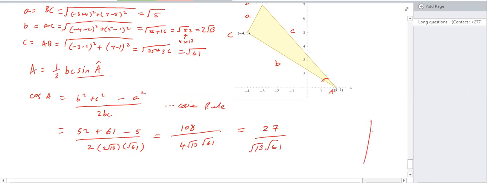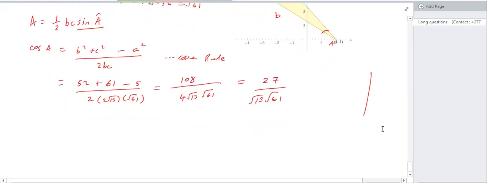So what is sine of A? Let me just write it out. Sine of A, we should draw a triangle. Why do we need sine of A? We need sine of A because we need to calculate the area of the triangle, which involves a sine. So angle A here is 27 over root 13 root 61, and we need to find this.